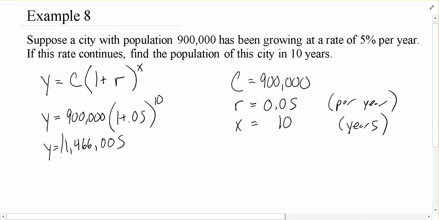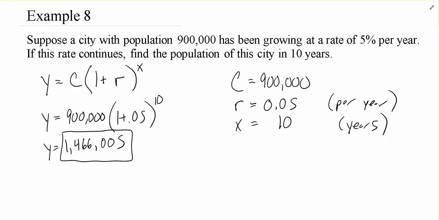So that's how many people we can expect in this city 10 years from now: 1,466,005. So we start with the generic exponential growth equation. We figure out what values need to be plugged into each of the variables. And then in this case, we just straight up calculate.